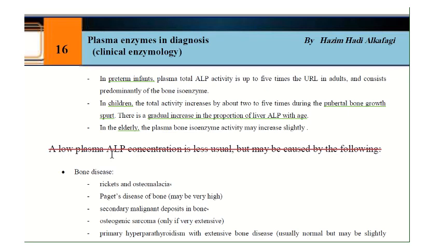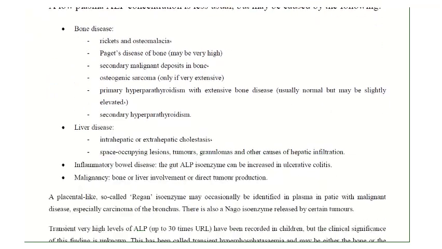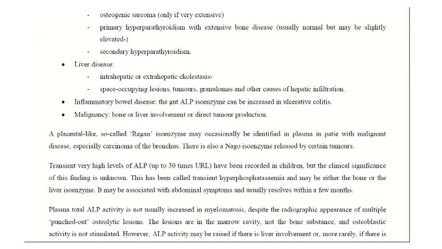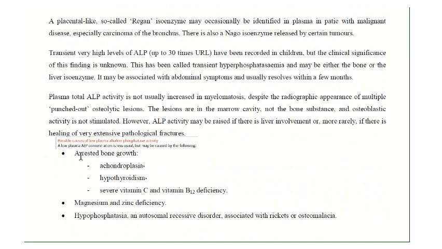هنا اكو خطأ مطبعي لازم تنتبهوا له. هذه العبارة اللي تحكي على low plasma alkaline phosphatase concentration as usual but may be caused by the following، هاي مكانها مو هنا. احنا حاليا بدنا نتكلم على اسباب الزيادة. هذه مكانها هنا، هذه هنا مع possible causes of low plasma alkaline phosphatase activity.